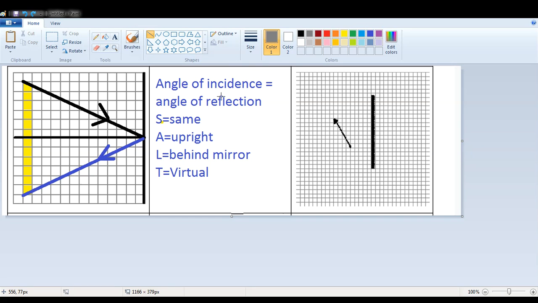For this, the law is simple. Angle of incidence is equal to the angle of reflection. We'll get to this in a moment. If we take this rule and apply it 3 times to a ray diagram, we can figure out where an image appears on a plane mirror.